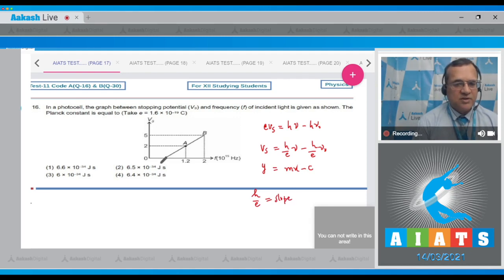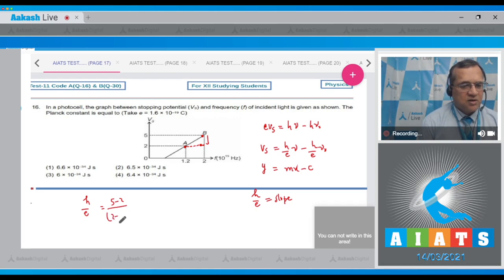If you look at the graph, we can find the slope from the graph. We know this value which is 5, and we know this value 2, and this value we can calculate. So I can take the slope, h upon e, which is the slope of this line: 5 minus 2 from here divided by this one, which is 2 minus 1.2, and the power is 10 to the power 15. So this becomes 3 divided by 0.8 into 10 to the power minus 15.